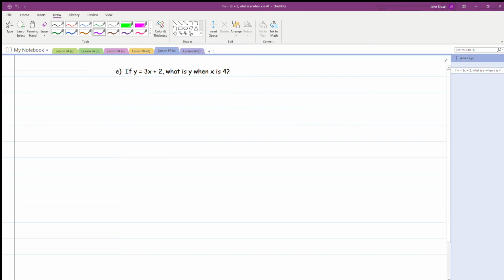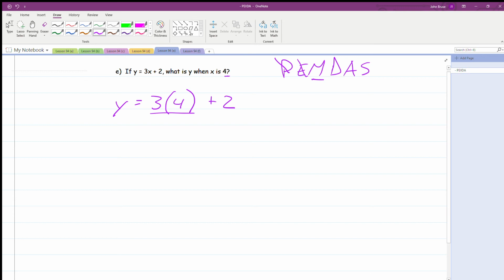Moving on to E. It says if y equals 3x plus 2, what is y when x is 4? Let's write this equation here. We got y equals 3 times x. Well, we know x is 4, so we can write 3 times 4 plus 2. Now remember our PEMDAS. We want to solve this in the right order. We're going to do parentheses. There's nothing in parentheses, so we're done with that. There's no exponents. There is a multiplication problem, 3 times 4 right here. So we're going to do that, 12.